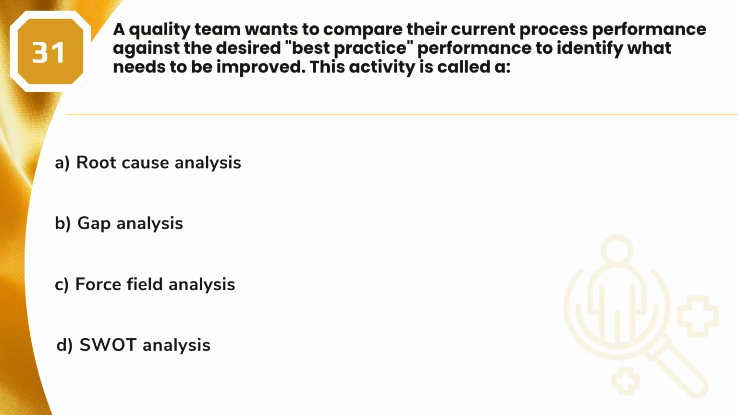Question 31. A quality team wants to compare their current process performance against the desired best practice performance to identify what needs to be improved. This activity is called A. Root cause analysis. B. Gap analysis. C. Force field analysis. D. SWOT analysis.